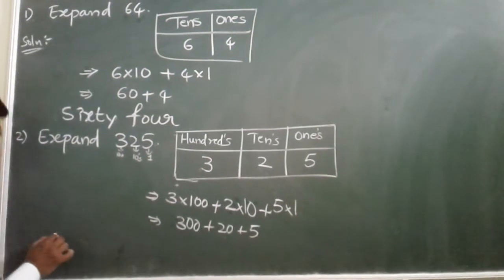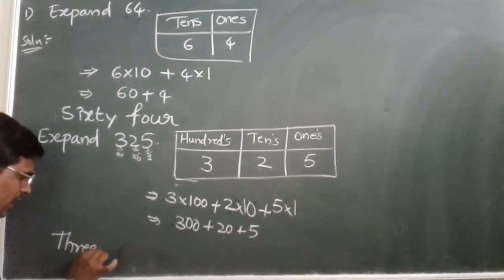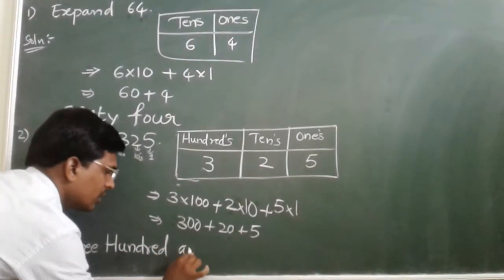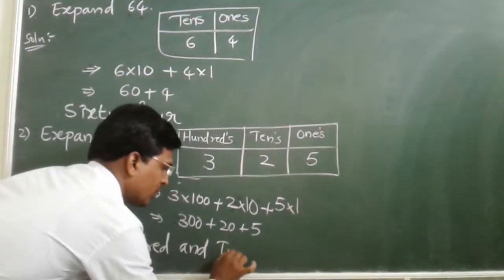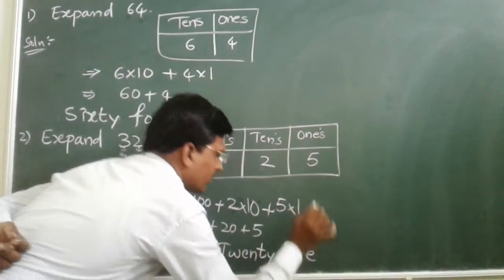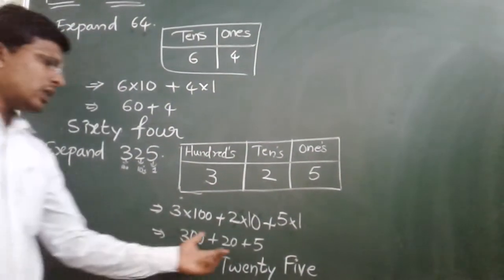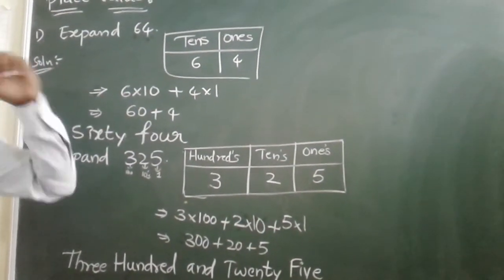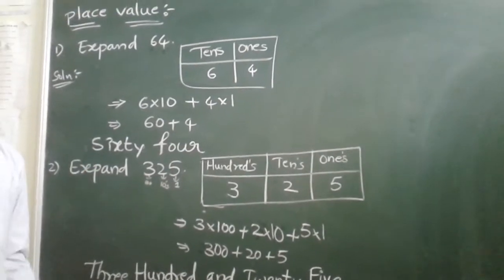How do you read this in words? 300 and 25, that is 325. So the small numbers we have learned in 5th class. Now in the 6th class we are going to learn big numbers.